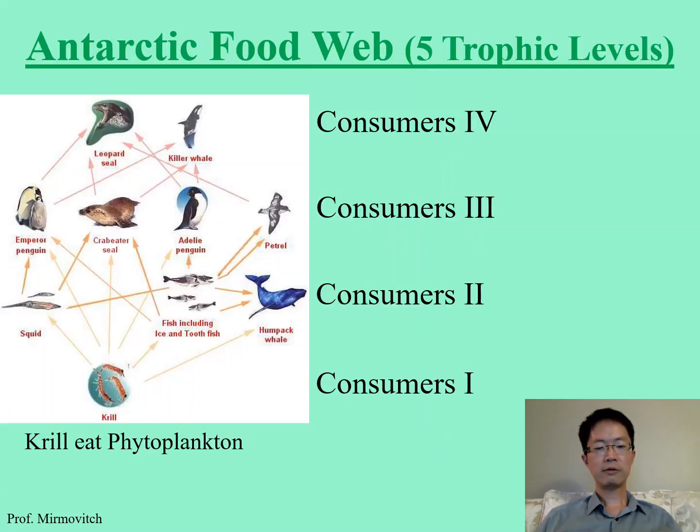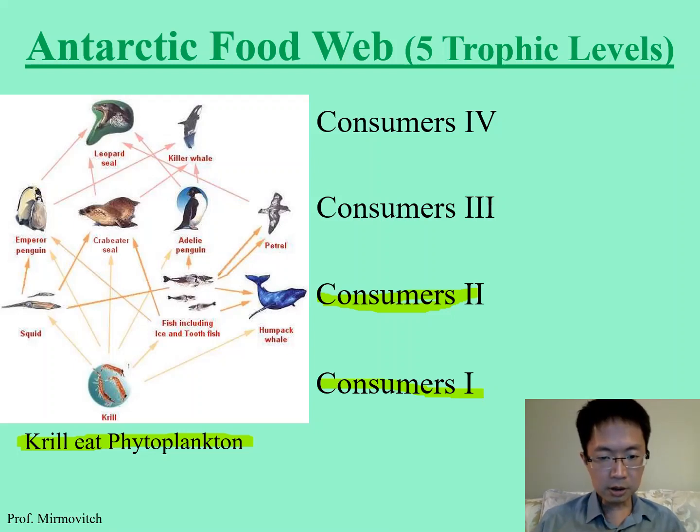Antarctic food web. Five types of trophic level. Trophic level is like the feeding level. So at first, phytoplankton are like the producer. Krill are the primary consumer. And then you have the humpback whale, fish, squid, they are the secondary consumers. And you have tertiary consumers, penguin, seal.